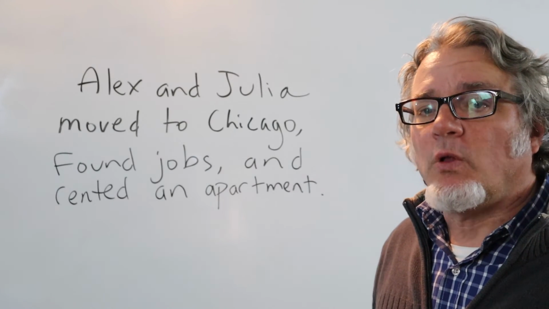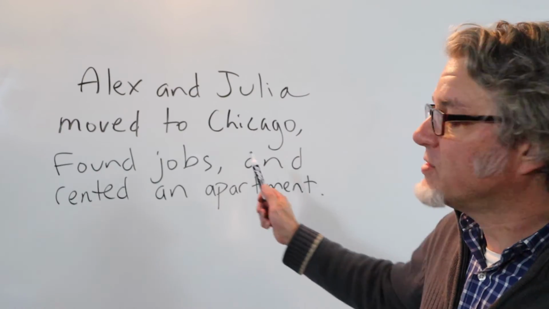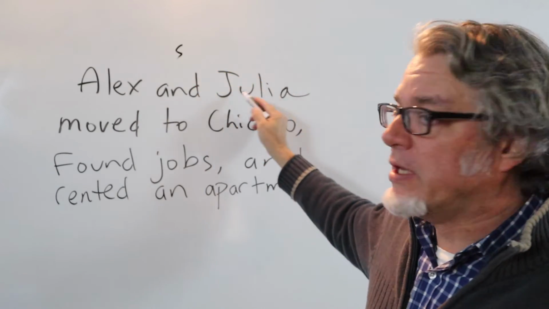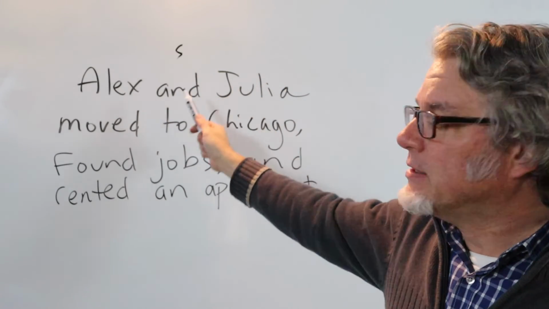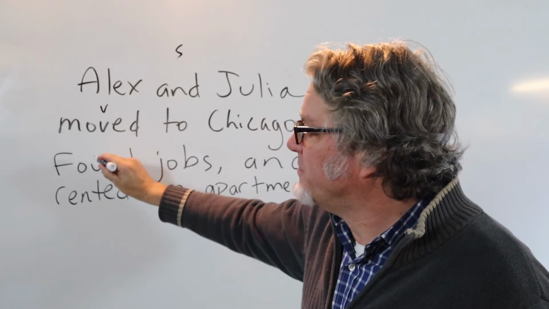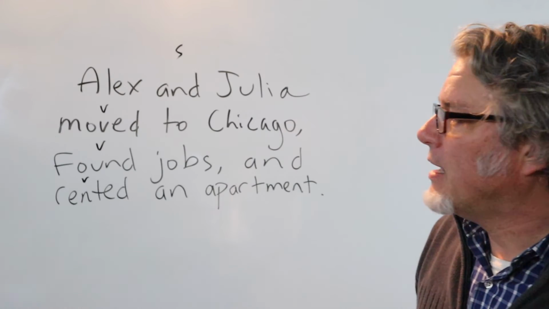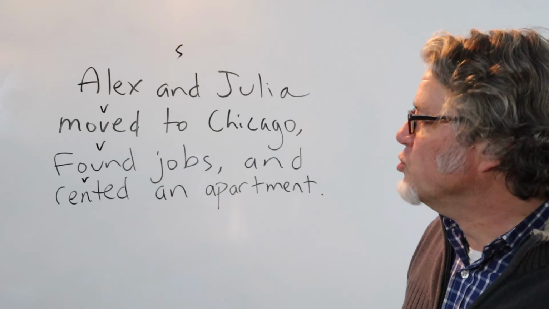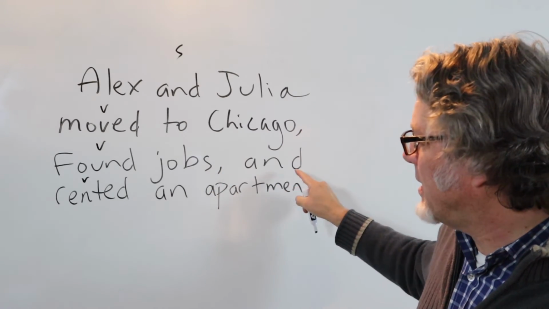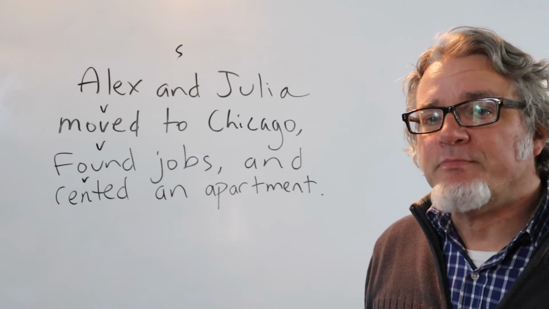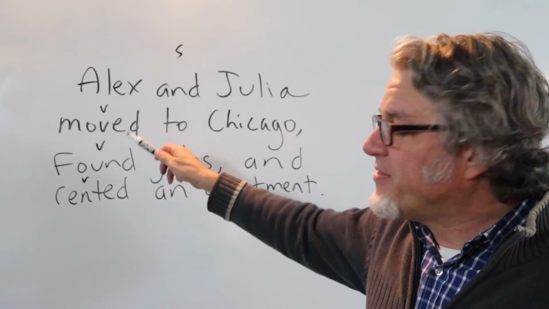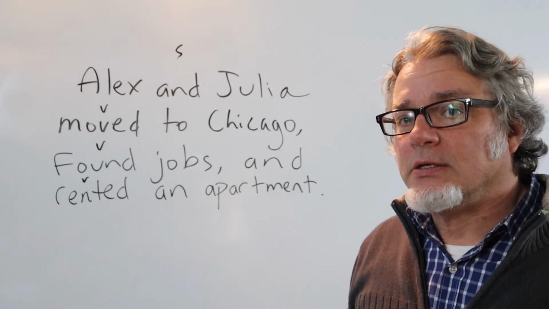Sometimes a compound verb will have more than two verbs. In this case, there are three. Here's the subject, Alex and Julia. This is a compound subject. And it matches these three verbs, moved, found, rented. Alex and Julia moved to Chicago, found jobs, and rented an apartment. So when using each of these, I'm thinking about the subject.